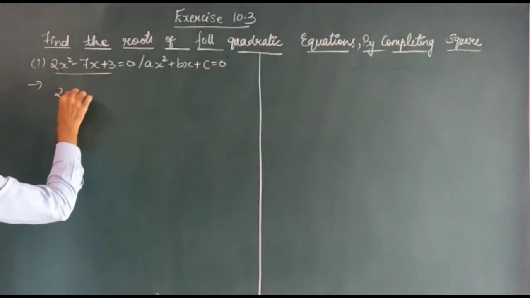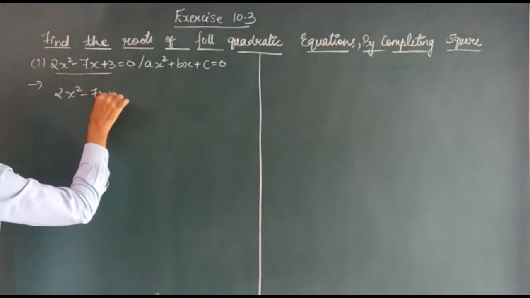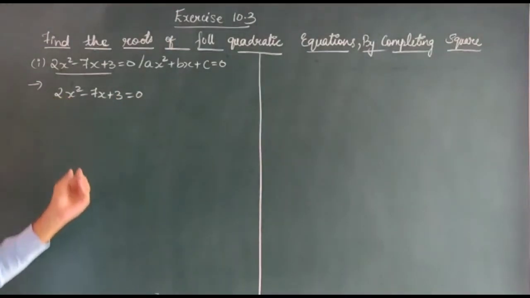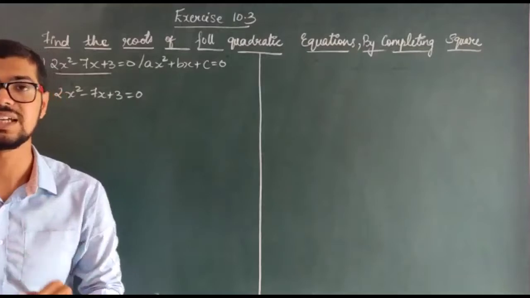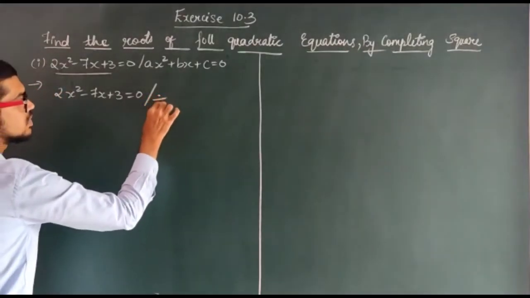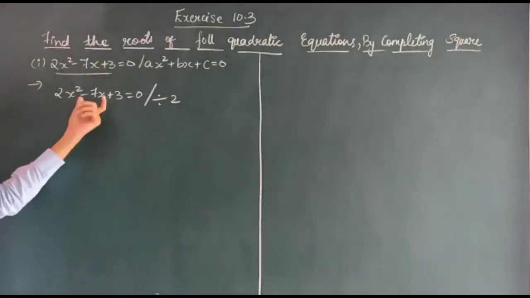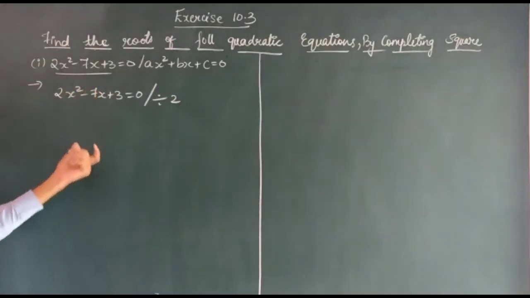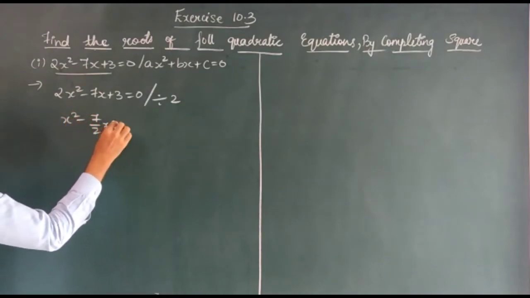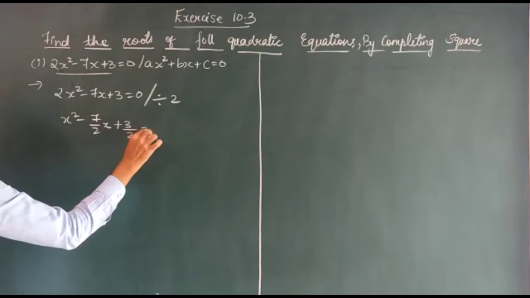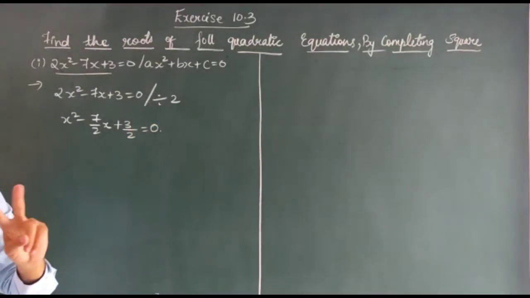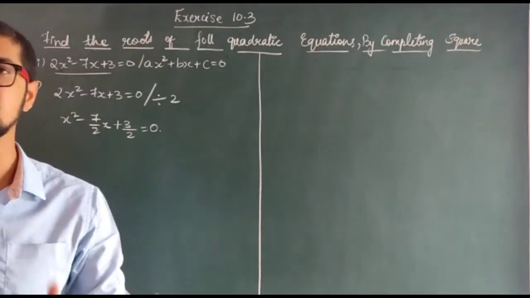So the equation is 2x square minus 7x plus 3 is equal to 0. Now I must reduce the coefficient of x square to unity. So in order to do that, I will divide this entire equation by 2. So what will this equation become? This equation will reduce to x square minus 7 by 2 x plus 3 by 2 is equal to 0. So with this we have completed 2 steps.